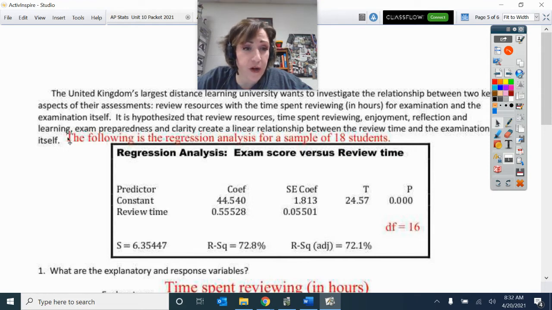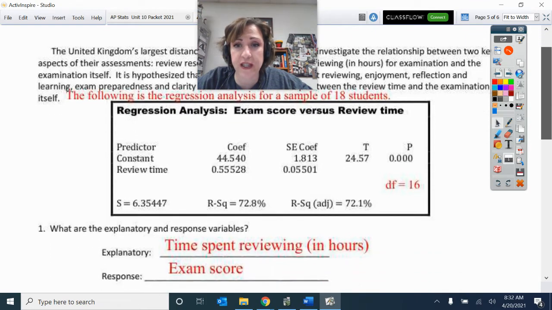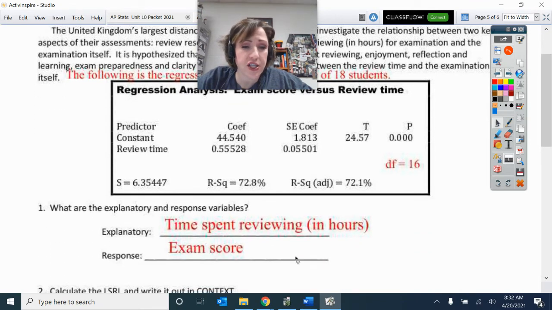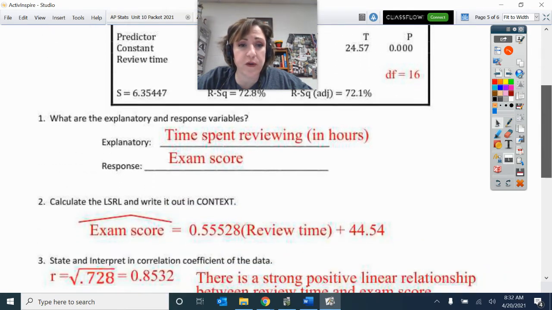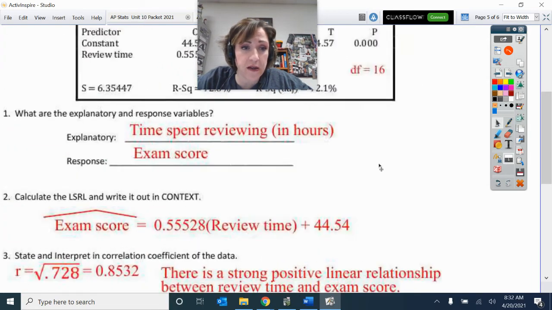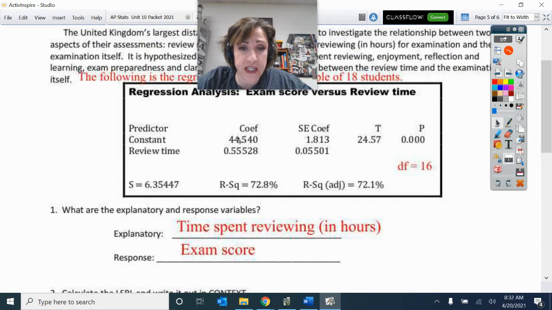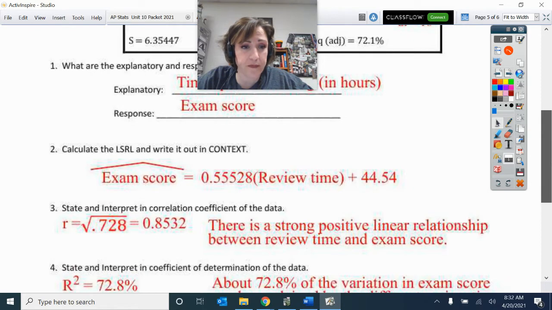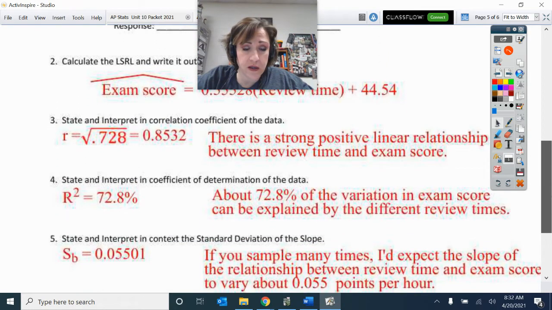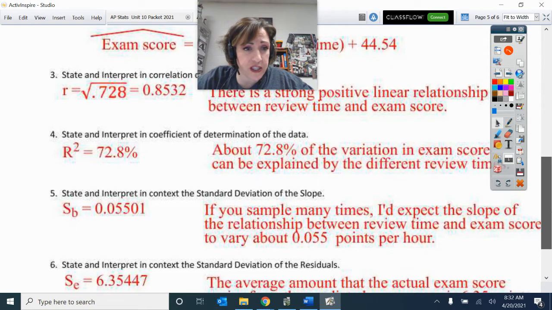Now, I had forgotten to put this in here. The following is the regression analysis for a sample of 18. That's important. You need to know that for degrees of freedom. So we know our degrees of freedom are 16. Explanatory is time spent reviewing, response is exam. The equation of the line is coming from these two numbers here. This 0.55528 is the slope, and the one above it is the y-intercept. And there's your correlation coefficient and coefficient of determination.